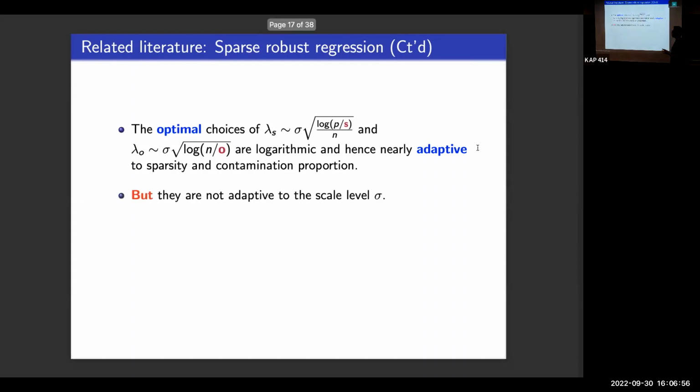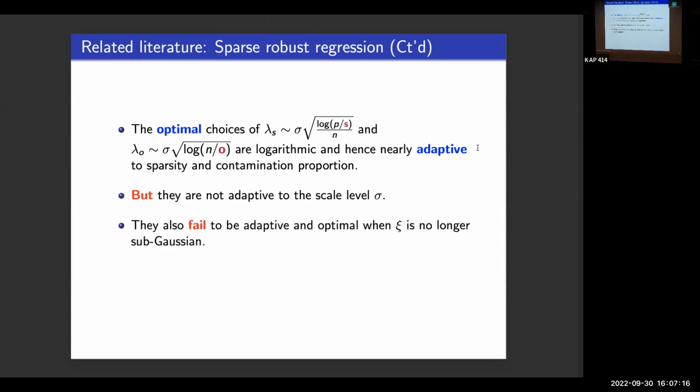This works pretty well under sub-Gaussian noise, but the problem is they're not adaptive to the scale level. They still need to know the scale level, the standard deviation of the noise, in advance to build their estimator. So far, this is good. But there are two issues we thought of with Stas. The first one is that it's not fully adaptive because you need to know the scale level, and we're trying to come up with something very practical here. Assuming that sigma is known in advance is not necessarily something you want to do.